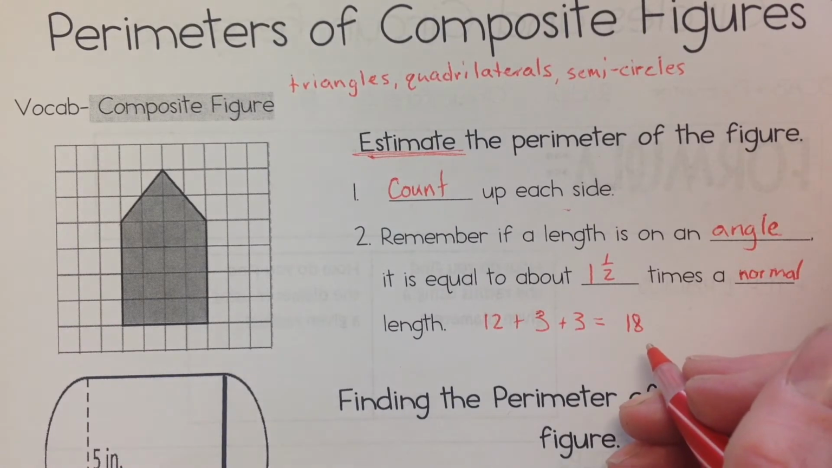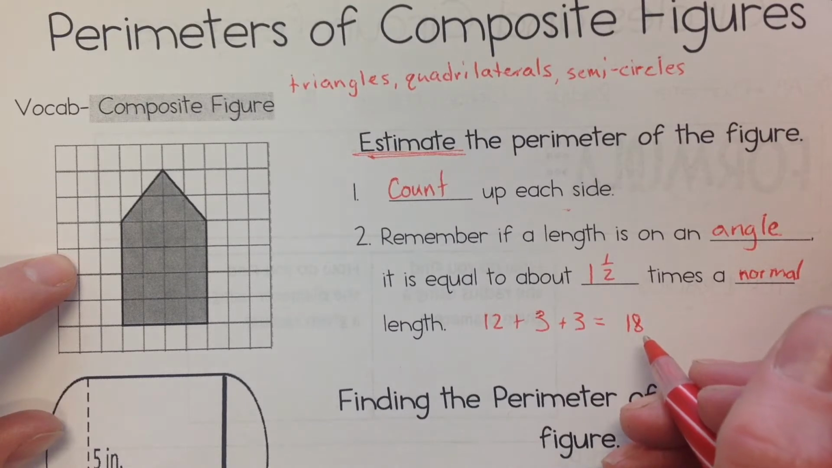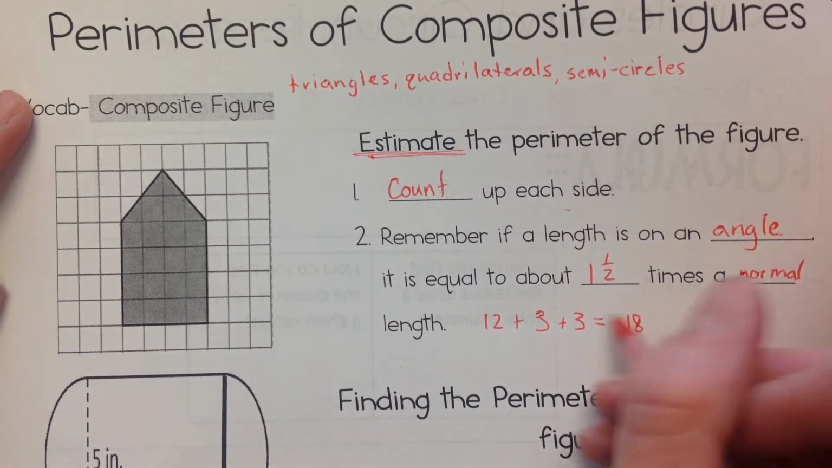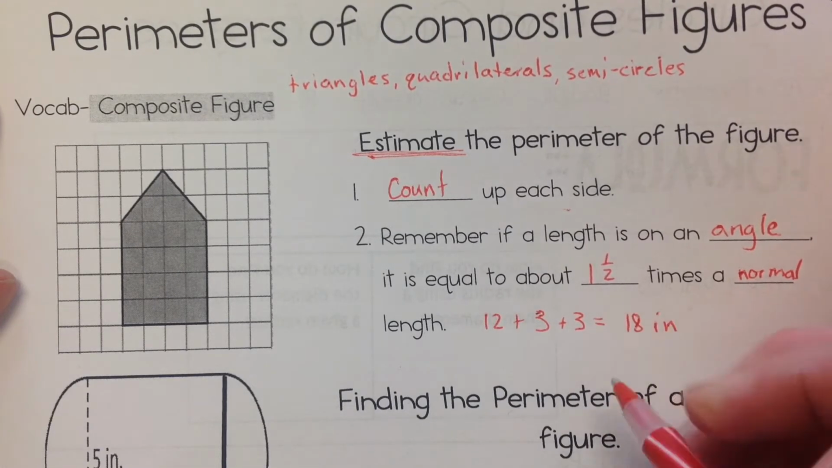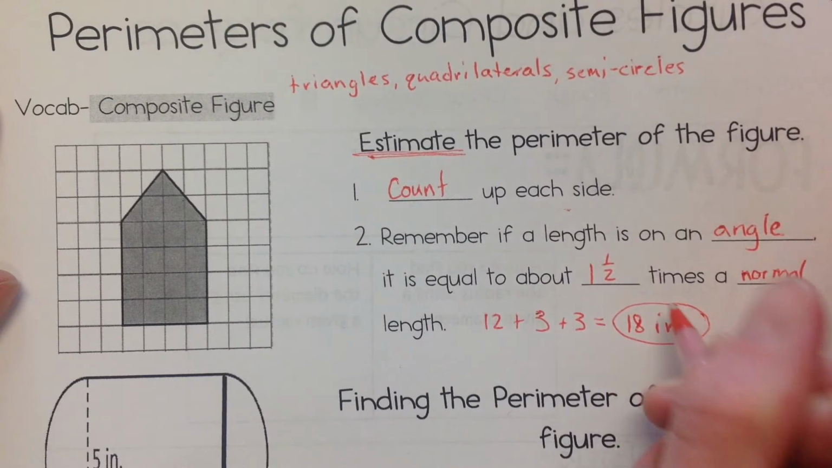Now, normally we have to put units on this. I'm not sure what the units are here. Normally on an assignment or on the test, you'll have units and you'll need to put that there. And so let's just say they're inches for this purpose. And they're just inches, not inches squared. We're just finding a perimeter.